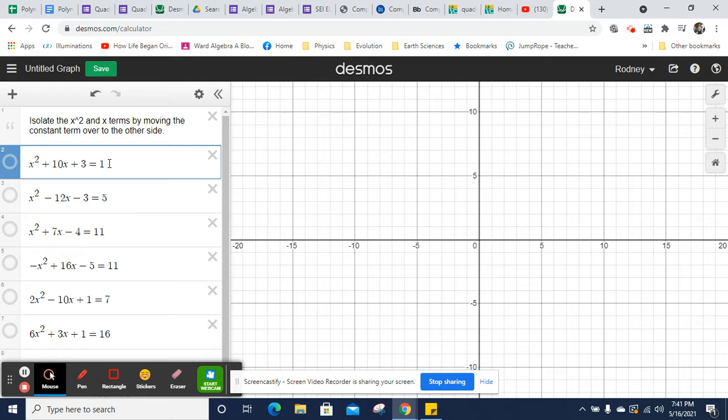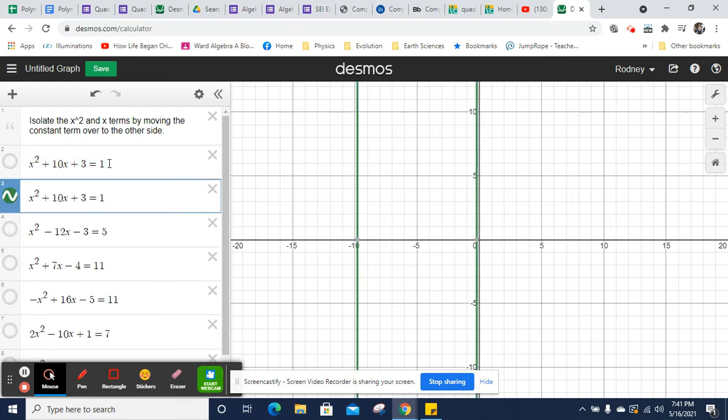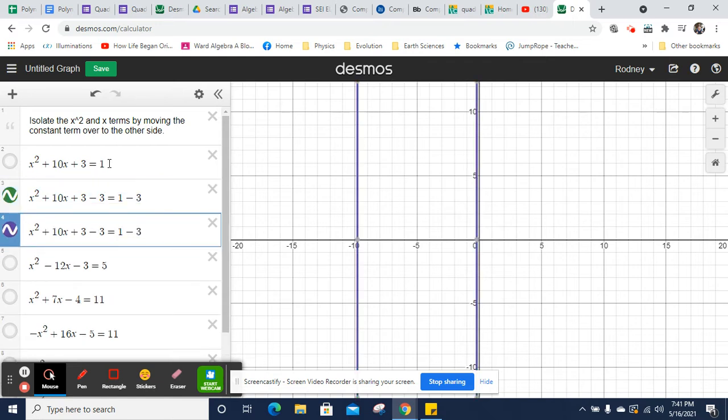My first thing is I want to get rid of this plus 3. What I mean by isolated, I want these all by themselves because it'll be a lot easier to figure out what the perfect square is. So copy this. To do that, I'm going to subtract 3 from both sides because that will get rid of that plus 3. On the right side, I'll end up with negative 2. And on the left side, I'm going to end up with just the x squared plus 10x.